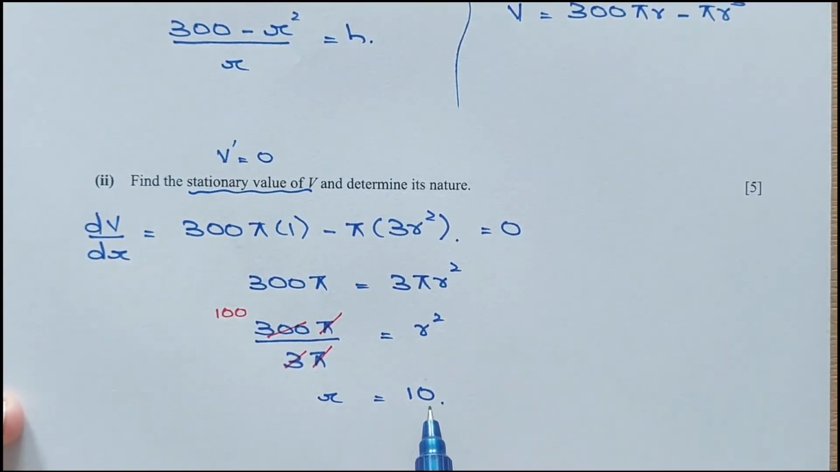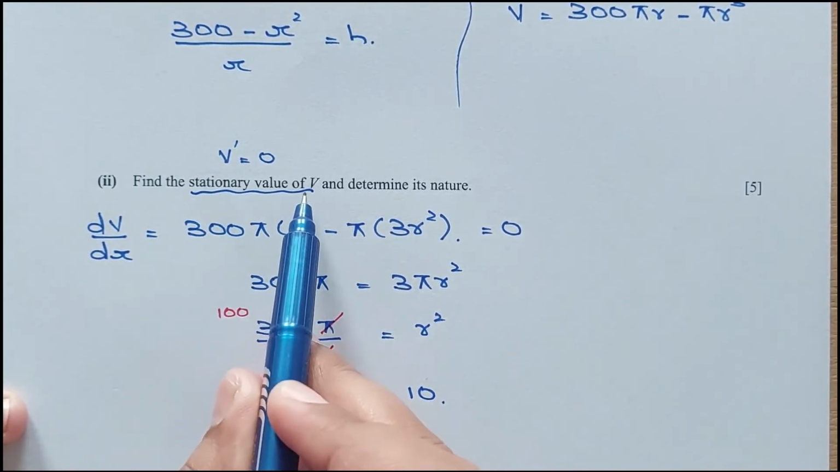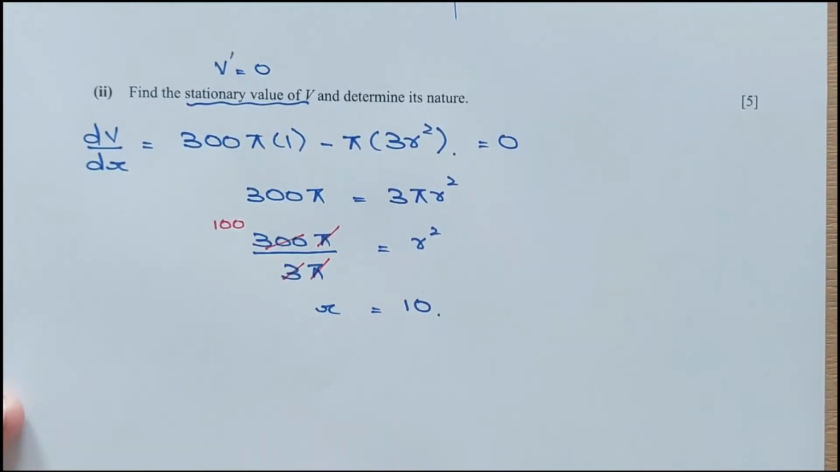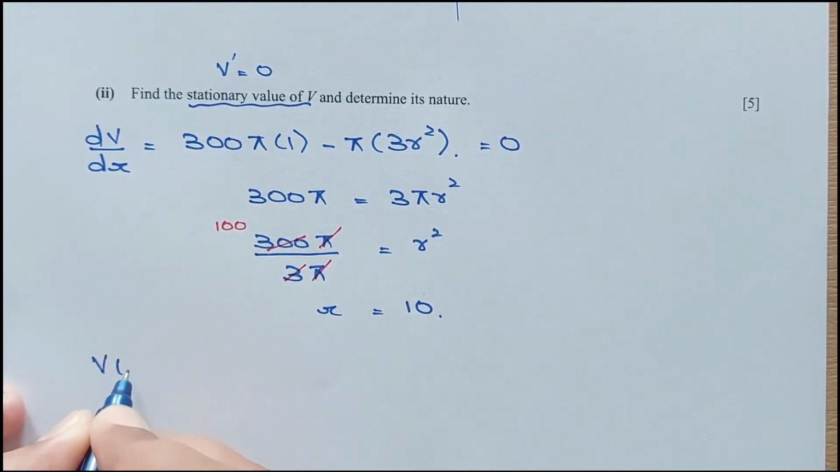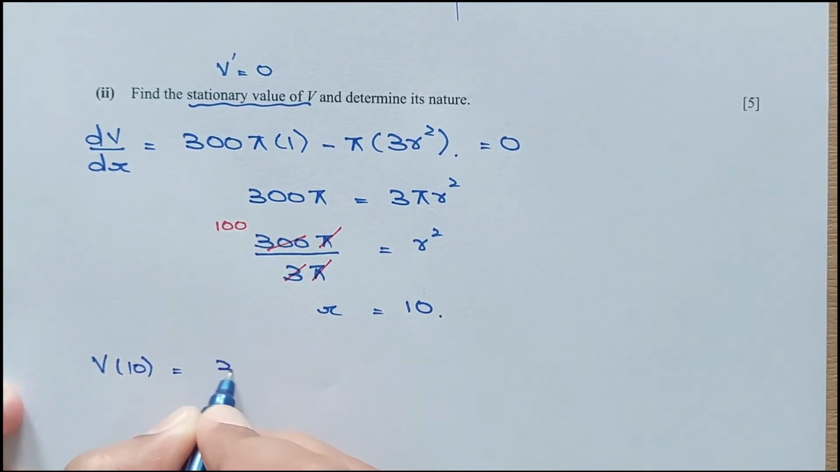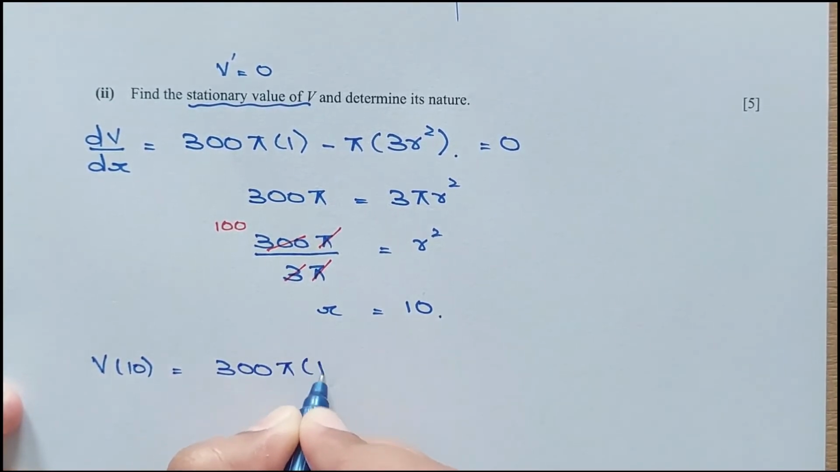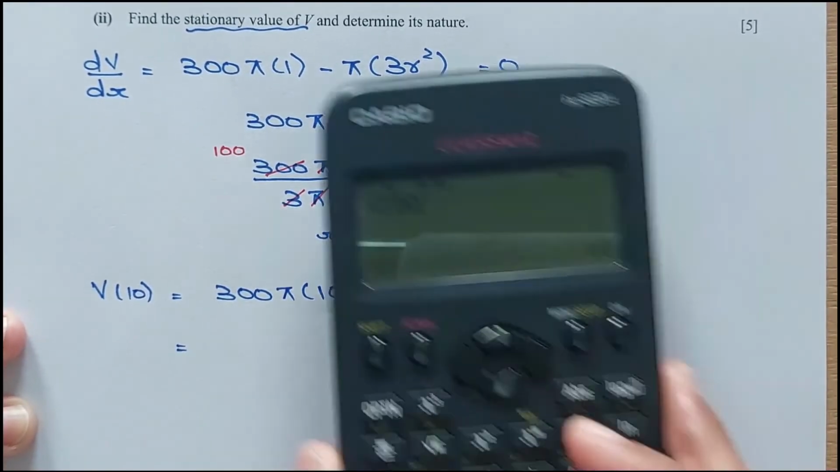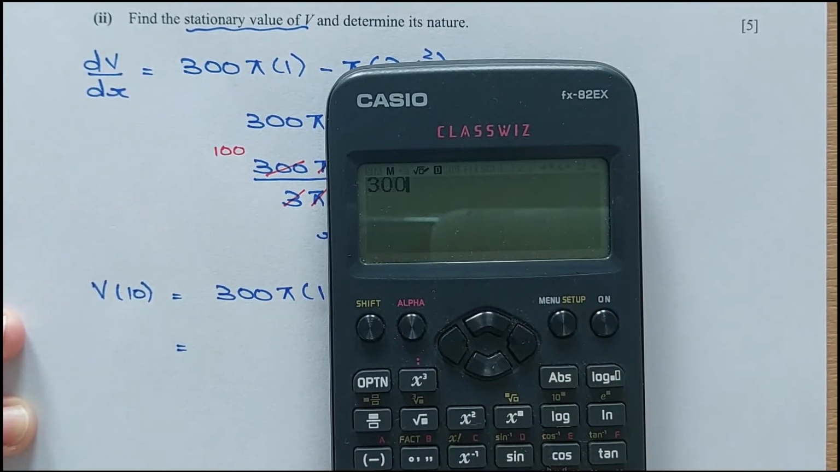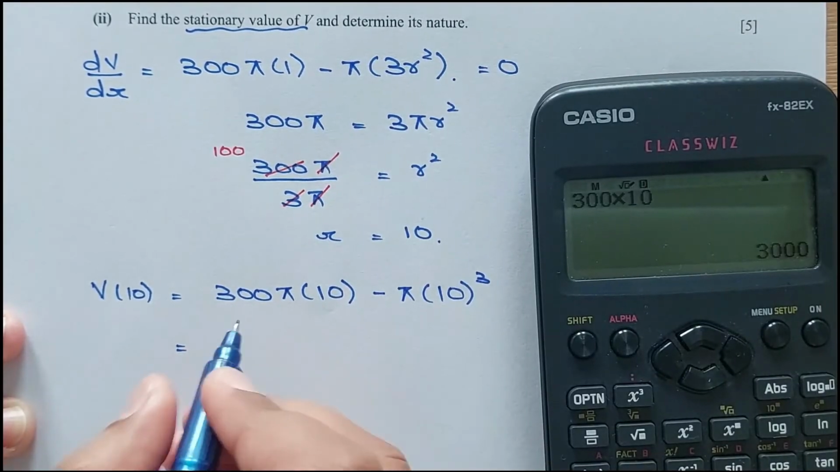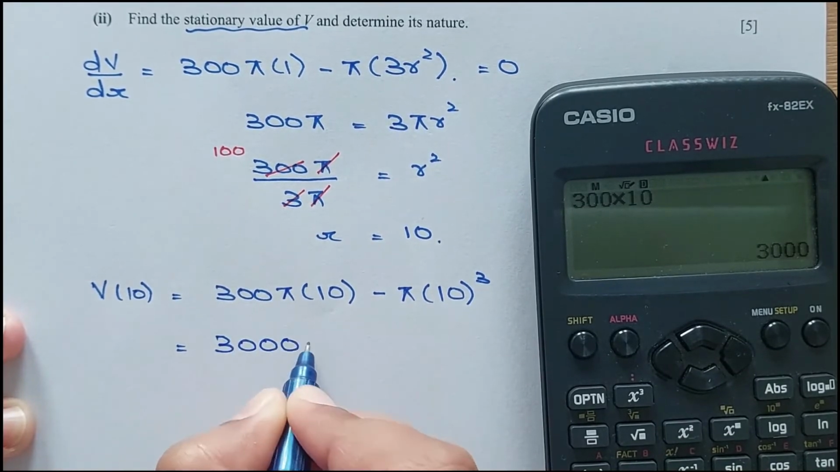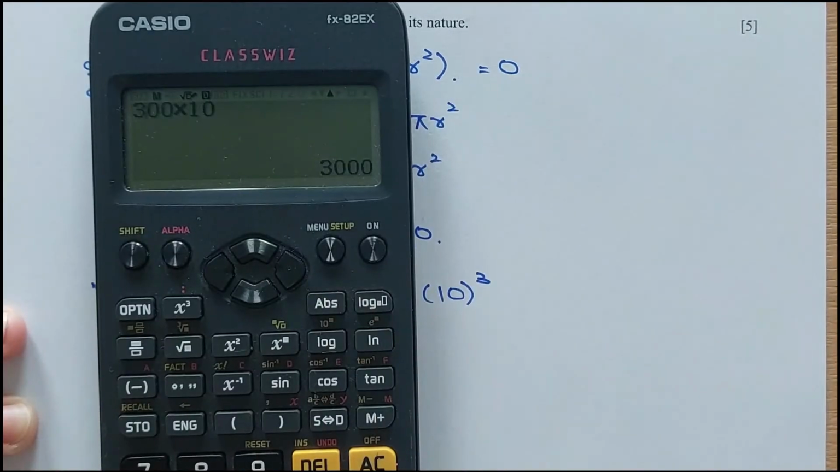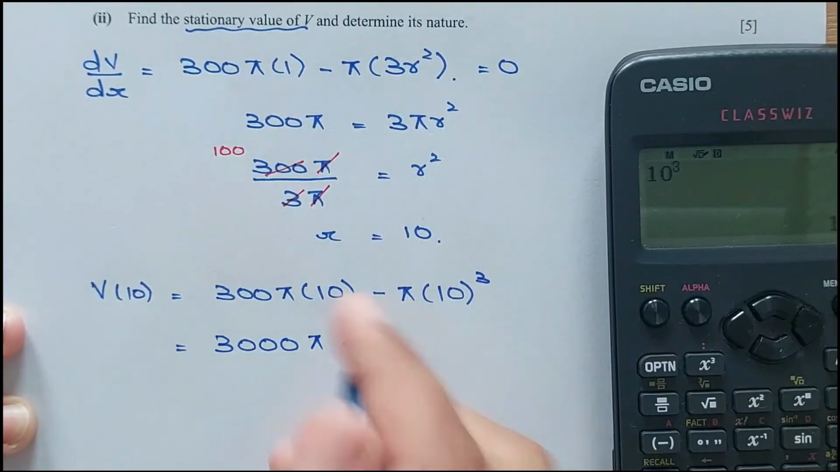Now r equals 10 is the stationary point. We have to put this into v to get the stationary value of v. So we can say v at 10 is 300 pi times 10 minus pi times 10 cube. Okay, so let me simplify this. 300 times 10 is 3000 pi, minus 10 cube is 1000 pi.